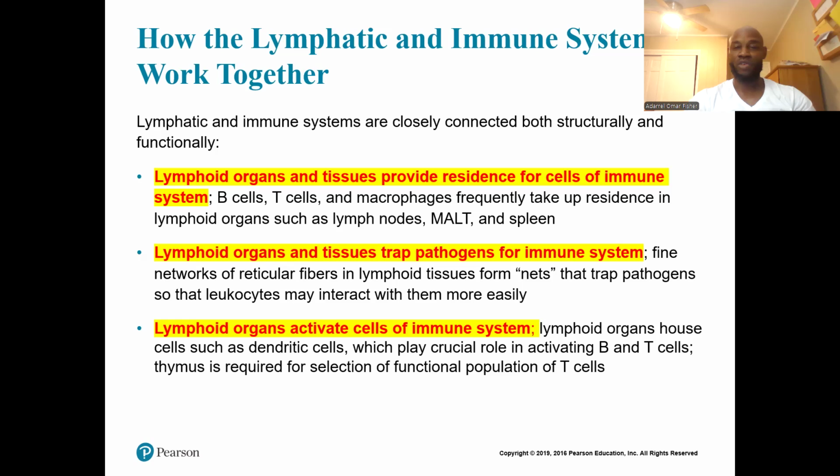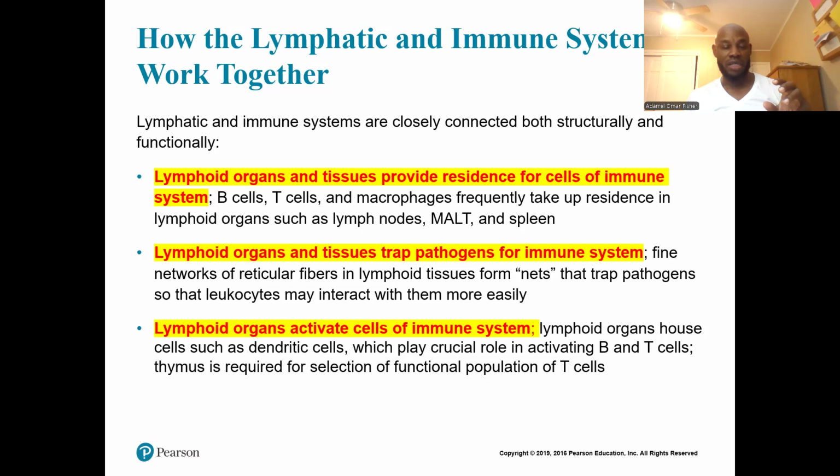The lymphatic and immune system work closely together, as we've already sort of hinted at. Lymphoid organs and tissues provide resistance for cells of the immune system. So the B cells, T cells, macrophages take up residence in the lymph nodes, in the MALT, in the spleen. They live in these lymphoid organs, so they're readily available in these organs. The lymphoid organs and tissues trap pathogens. We have this reticular fiber produced by these reticular cells.